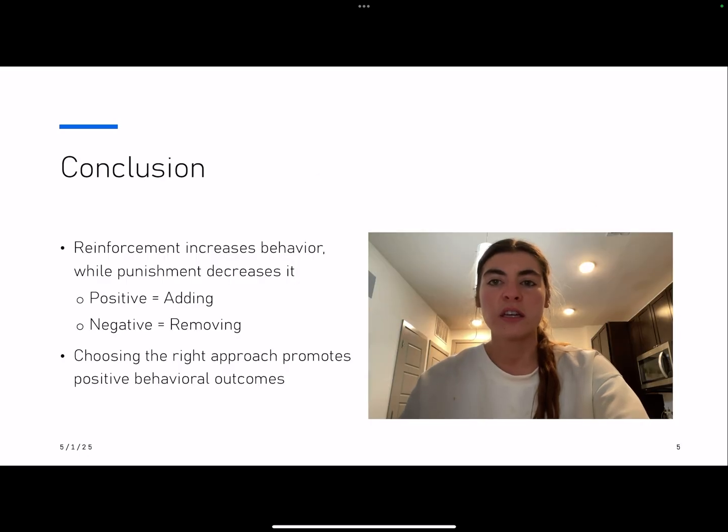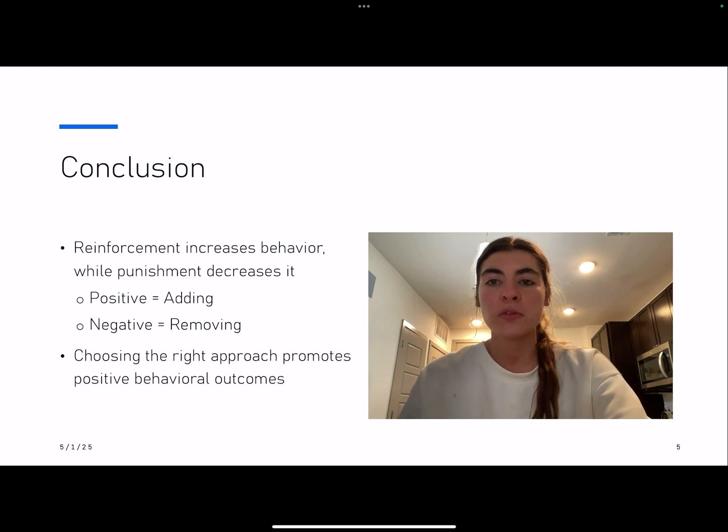In conclusion, reinforcement increases behavior while punishment decreases it. The terms positive and negative don't necessarily mean good or bad. They're only referring to whether you are adding or removing a stimulus. Positive means something is added, while negative means something is taken away. When we understand and choose the right method, we can encourage better behavior and reduce unwanted actions in a more effective and thoughtful way.